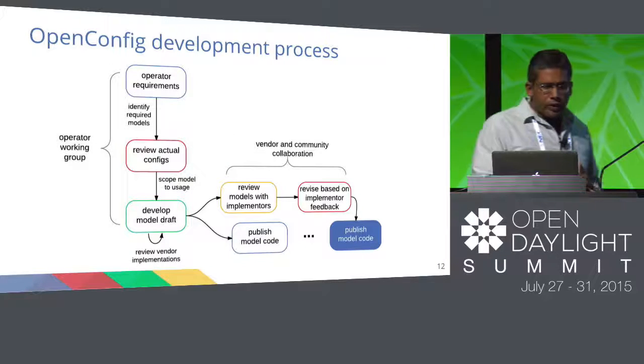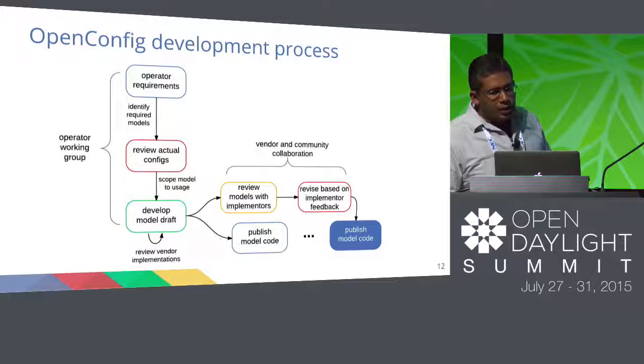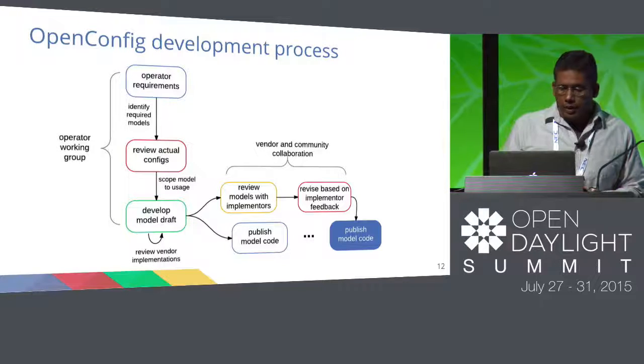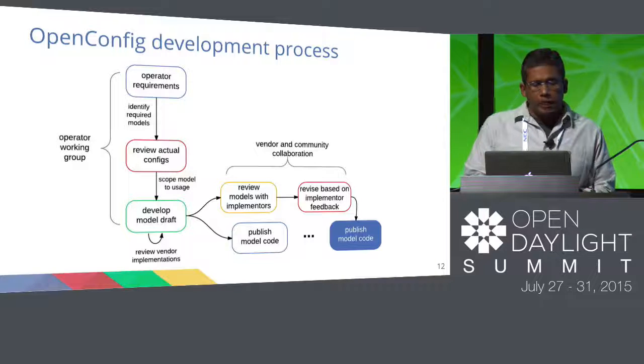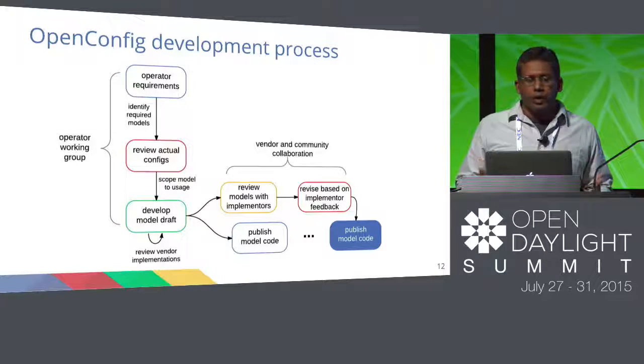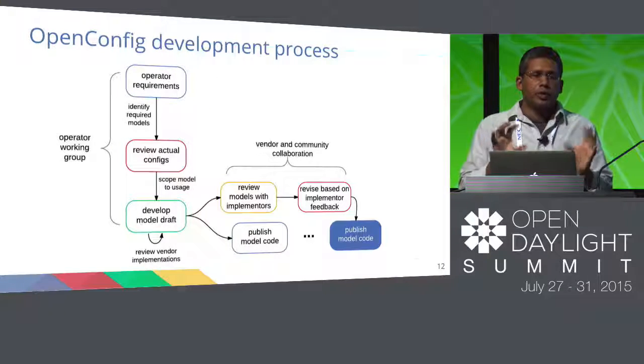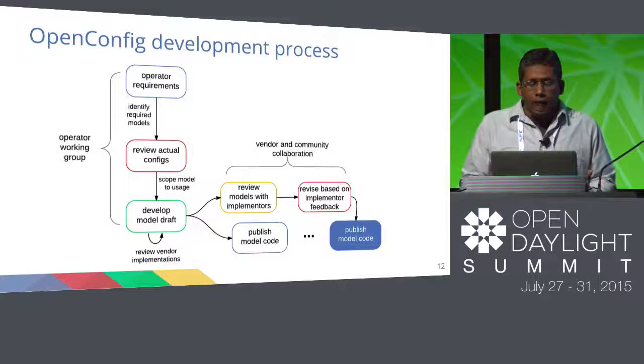So how do we go about this development of our models? There's a lot of questions that come up about how do we work with vendors, how do we work with the broader community. We're definitely interested in doing that, and we do a lot of that. So the way this works is that we have a set of operator requirements that we identify through our meetings and discussions. We basically have built a roadmap of the models that we need to enable us to deploy, for example, our management system on a particular device role. So we start building these models after reviewing actual configurations, as I said. So the actual configuration helps us scope what needs to be reflected in the model. And then we develop and iterate on a draft of the model.